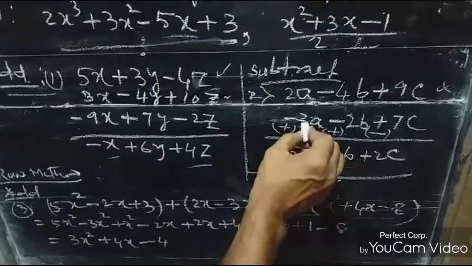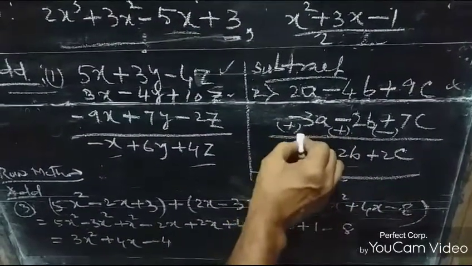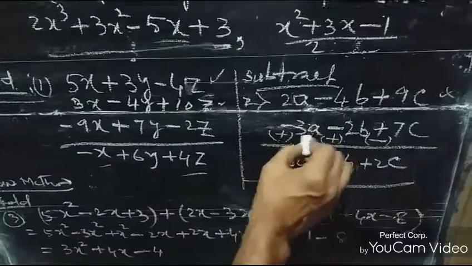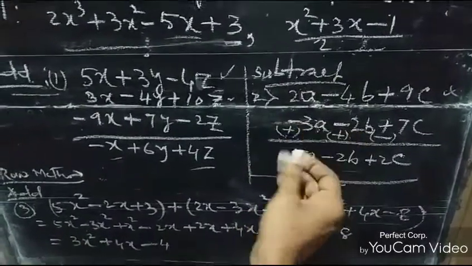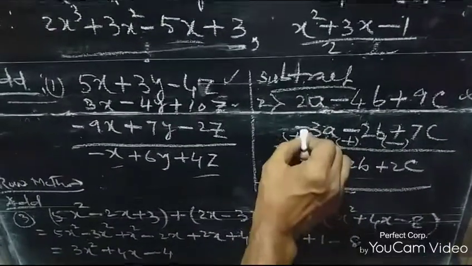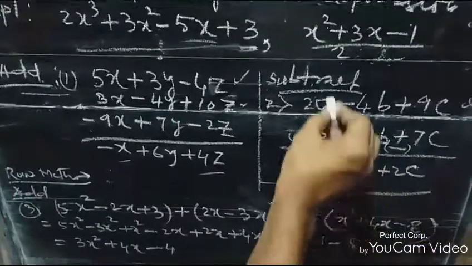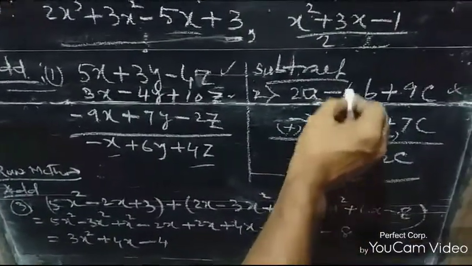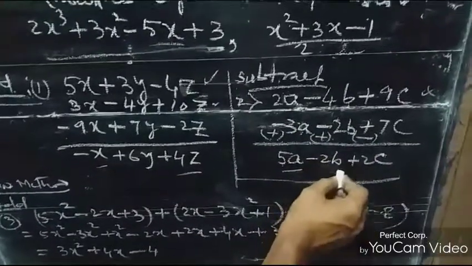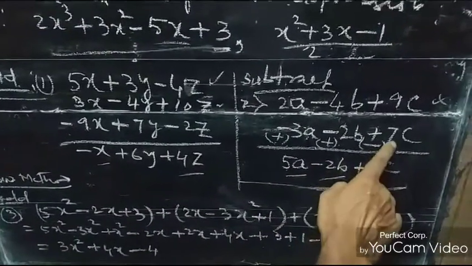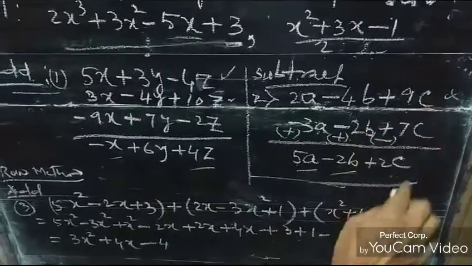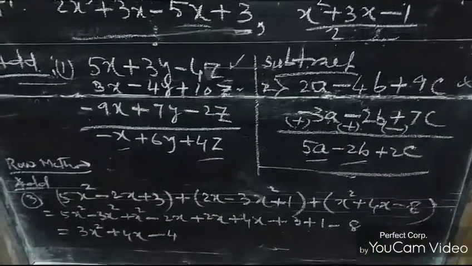So here it was minus 3a, this is actually plus 3a, it will be considered as plus 3a, because when you are subtracting, you are multiplying with minus, so it converts all the signs over here. So it is coming 5a, and this is minus, this is plus, this is coming minus 2b, and this is minus 7c and plus 9c, it will be coming 2c.